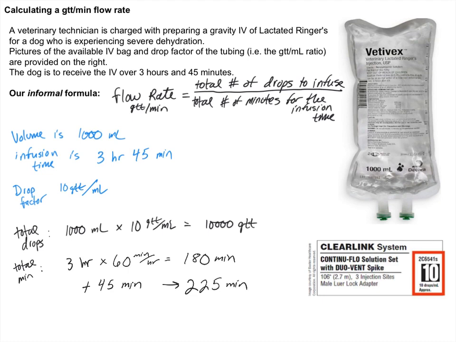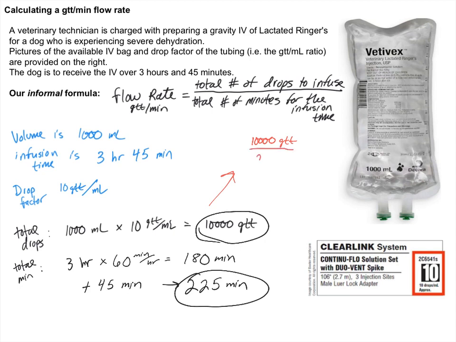I have the two pieces I need. I know there are 10,000 drops that need to be infused. I know this needs to be infused over 225 minutes. I am ready to put these together. I need to take my 10,000 drops and divide that by my 225 minutes. This is that informal strategy, that informal formula. This is going to give me my flow rate. If I take these two values and simplify them, what do we get? In my calculator, I got 44.4 repeating.